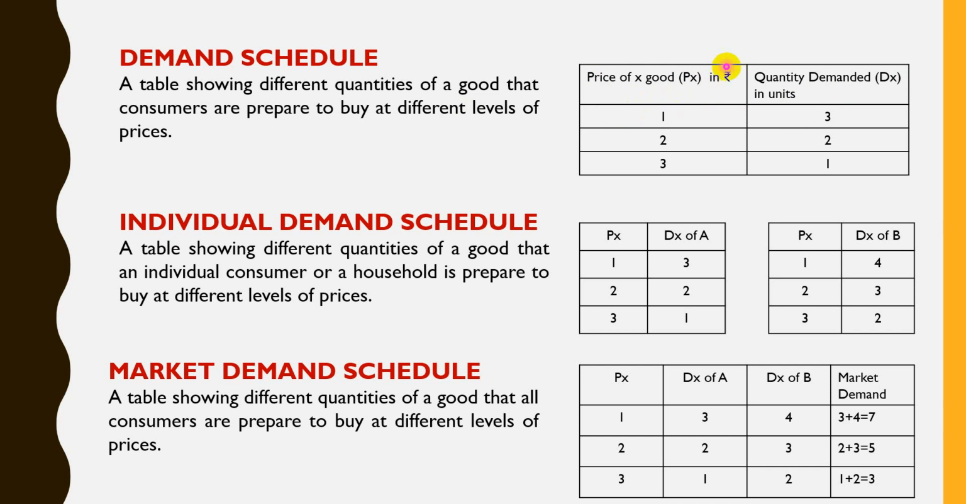And therefore, in the table we have constructed, as the price increases from 1 to 2, 2 to 3, quantity demanded decreases from 3 units to 2 units and from 2 units to 1 unit. So as the price increases, quantity demanded decreases. This is called a demand schedule. It expresses the relationship between the price of good X and the quantity demanded for good X.